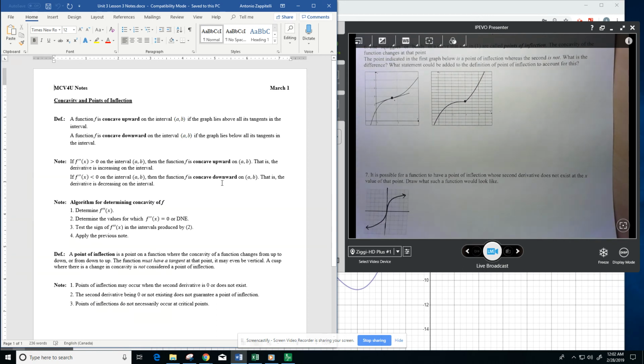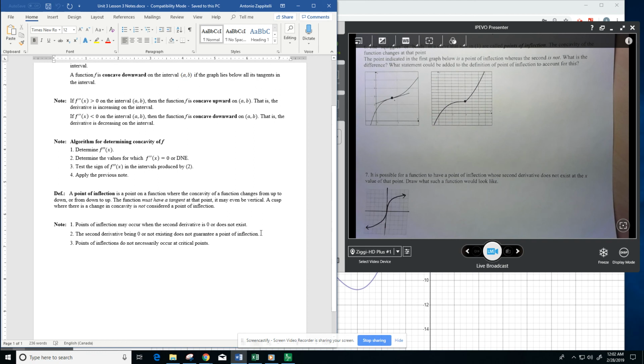And this is what leads to our algorithm. Find the derivative, find the zeros or the points where the second derivative doesn't exist, test the sign, and then once you know the signs, you can apply this note to determine whether there are changes in concavity.